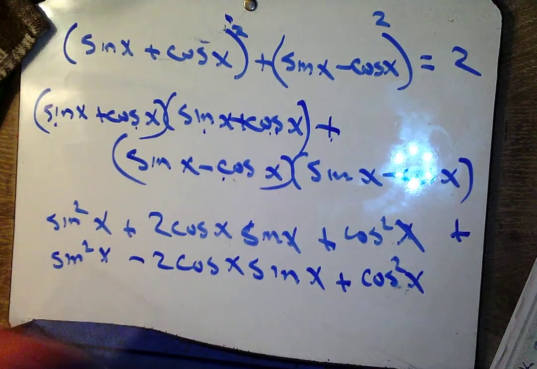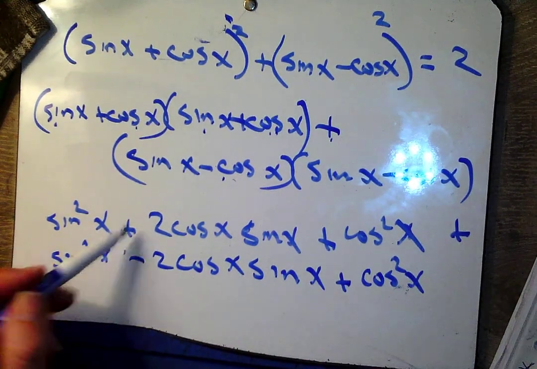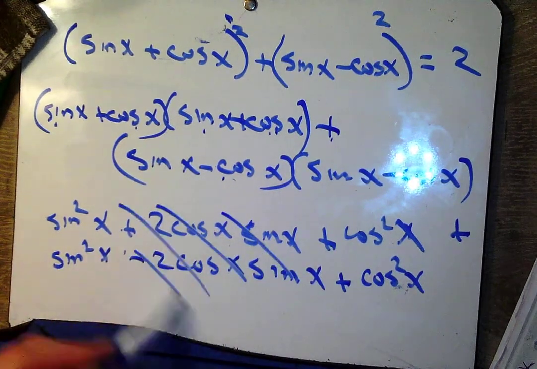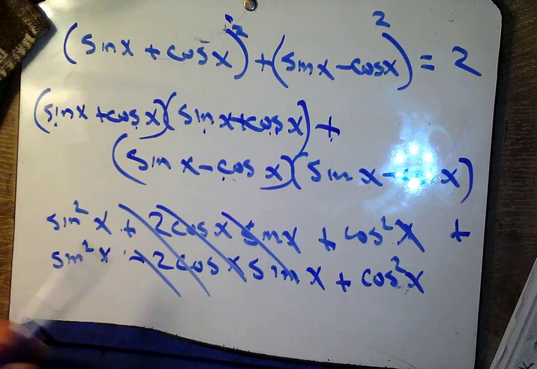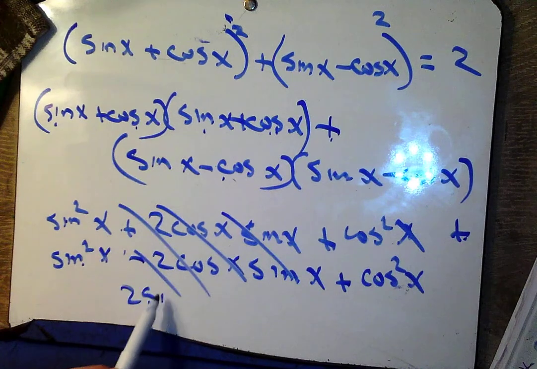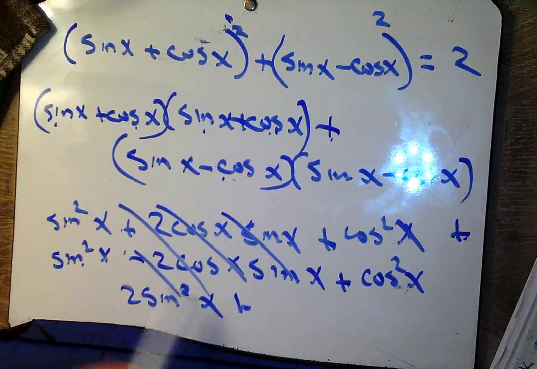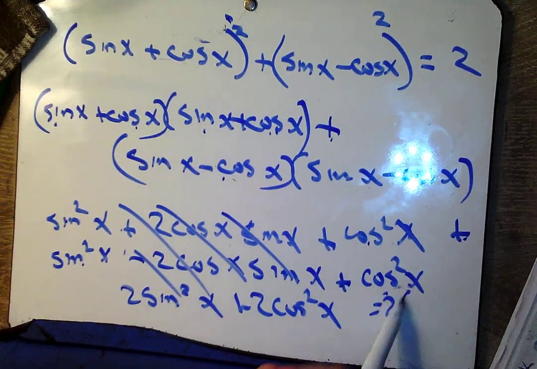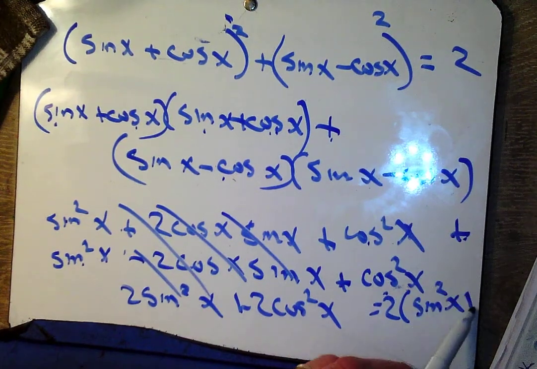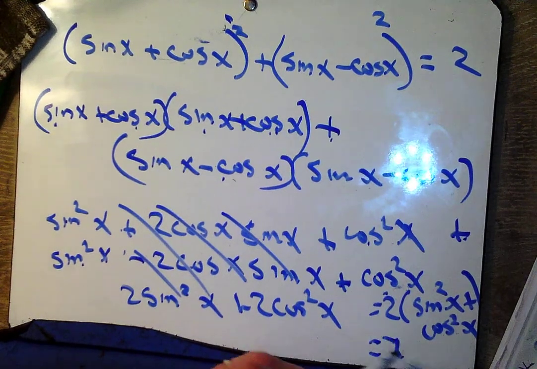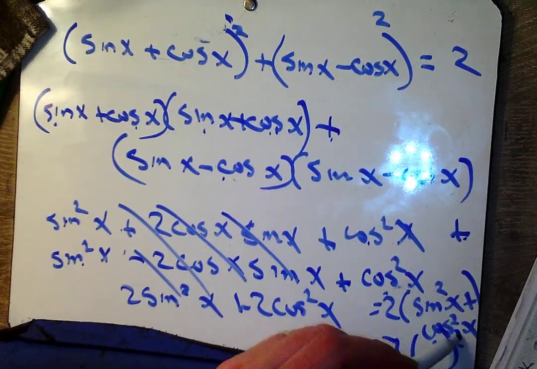All right, well, what do you notice here? Yeah, these are opposites. Plus 2 cosine sine, minus 2 cosine sine, all that cancels away. And so what am I left with? I'm left with a sine squared plus a sine squared, and a cosine squared plus a cosine squared. And so that gives me 2 times sine squared plus cosine squared. And we know that sine squared plus cosine squared is 1. And so we get 2 and we're all done.